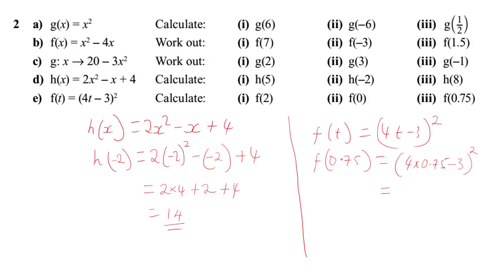because 0.75, if you double that, is 1.5. And if you double it again for 4, you get 3. So I'm going to have 3, take away 3. And then all you need to do is to square that. So then I'm squaring 0. If you're squaring 0, you end up with 0.